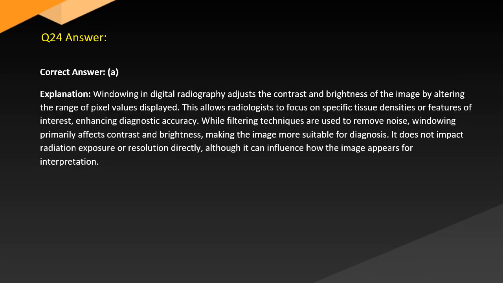Answer. Correct answer: A. Explanation. Windowing in digital radiography adjusts the contrast and brightness of the image by altering the range of pixel values displayed. This allows radiologists to focus on specific tissue densities or features of interest, enhancing diagnostic accuracy, while filtering techniques are used to remove noise. Windowing primarily affects contrast and brightness, making the image more suitable for diagnosis. It does not impact radiation exposure or resolution directly, although it can influence how the image appears for interpretation.